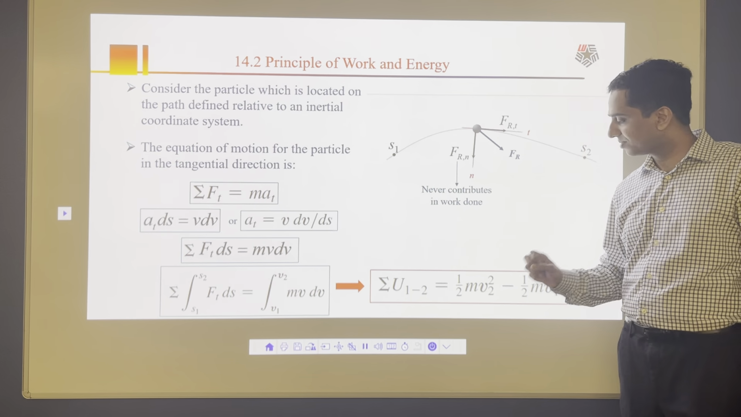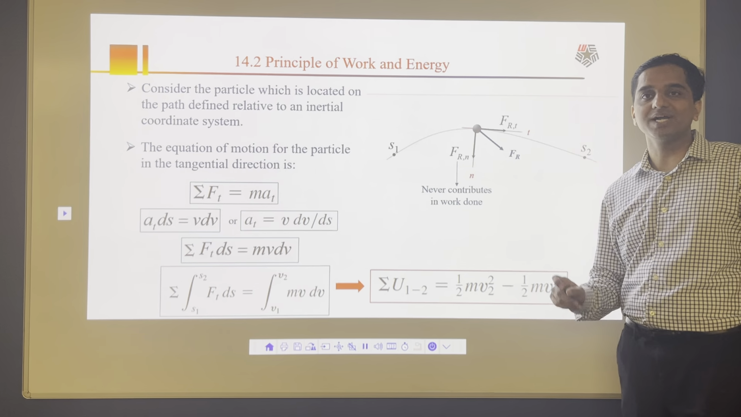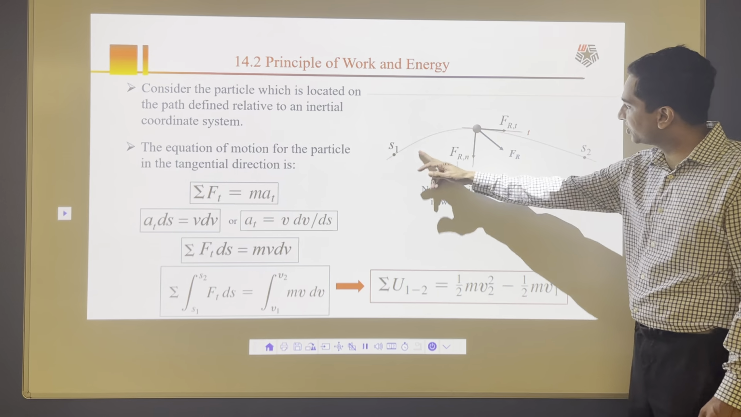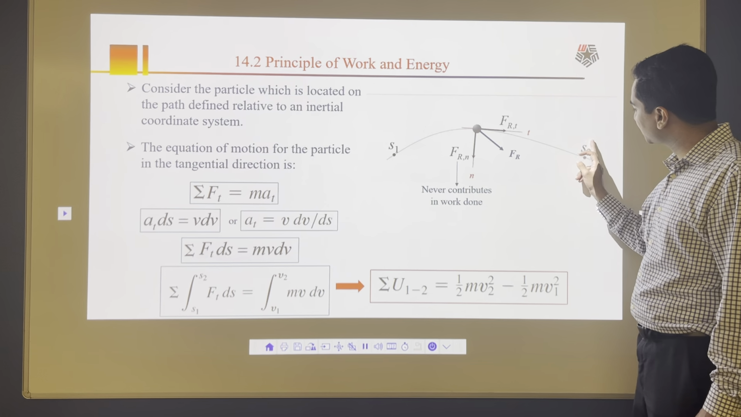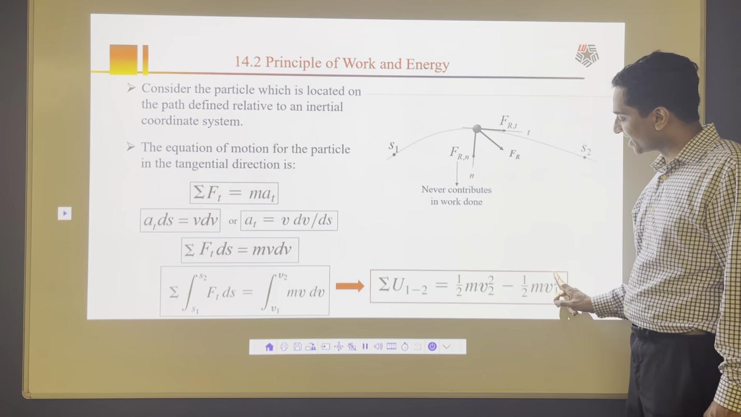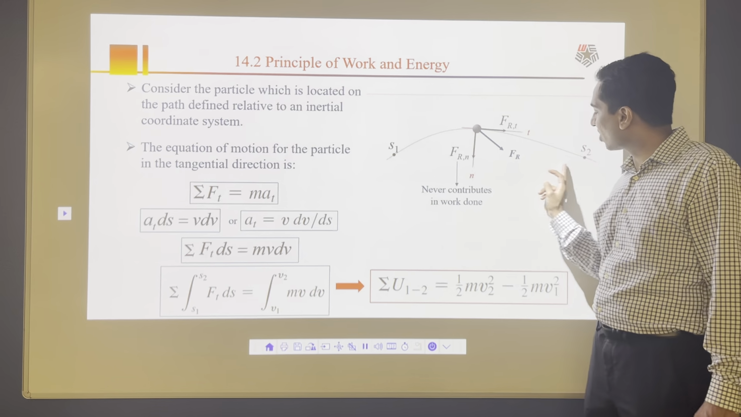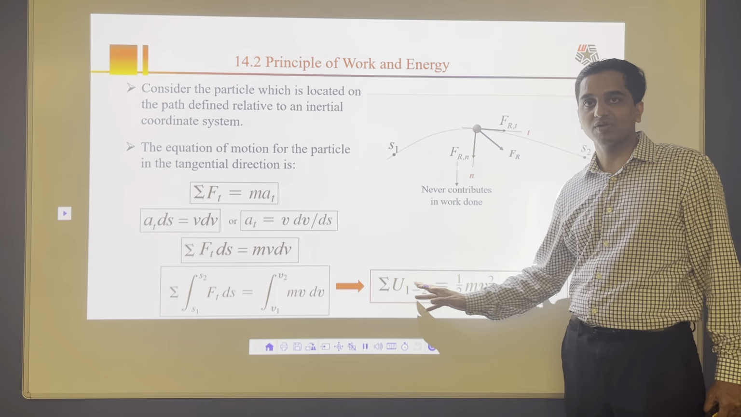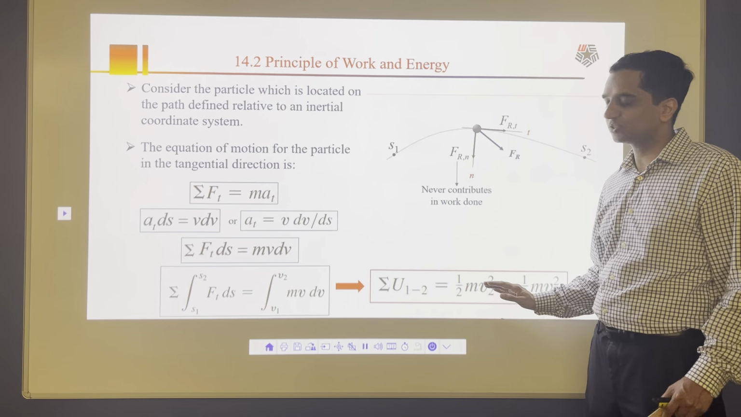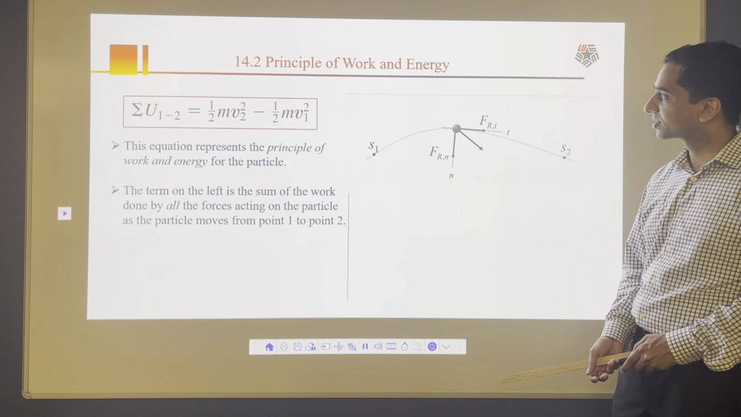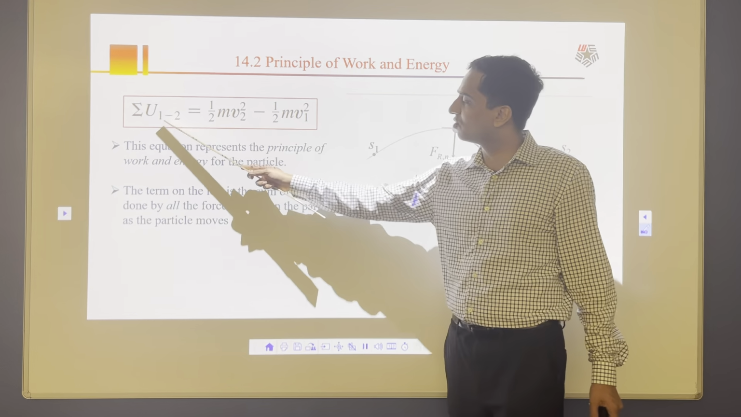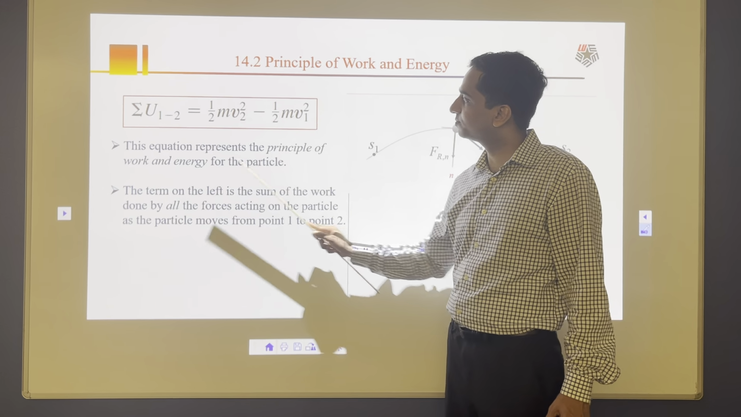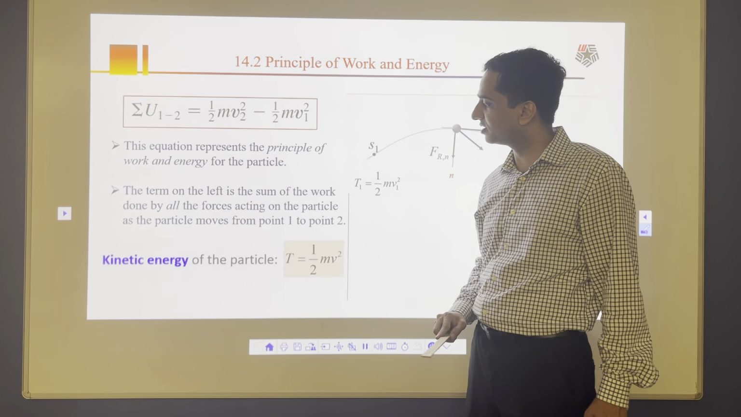Now if you remember, 1/2 m v square is nothing but kinetic energy. So what we get is total work done in this entire process is kinetic energy at this state minus kinetic energy initially. So final kinetic energy minus initial kinetic energy is nothing but total work done. And this part is known as the principle of work and energy. So here I have this total work done given by final kinetic energy minus initial kinetic energy. This is known as the principle of work and energy for the particle.